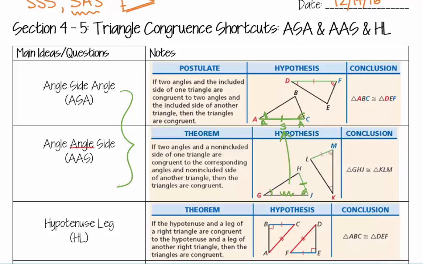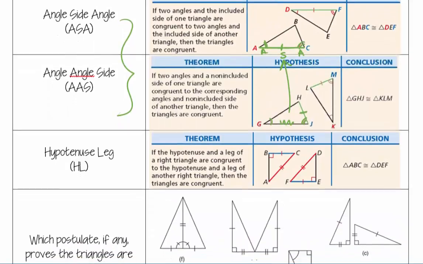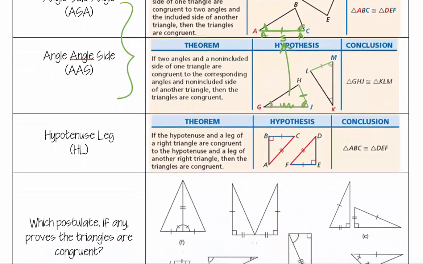And then finally, our last one is hypotenuse leg. So this one only works if you have a right triangle. So if you don't have a right triangle, you cannot use hypotenuse leg. So this one says if the hypotenuse and leg of a right triangle are congruent to the hypotenuse and a leg of another triangle, then the triangles are congruent.